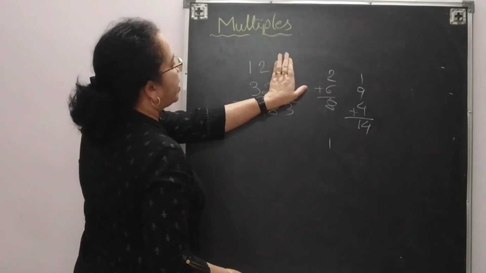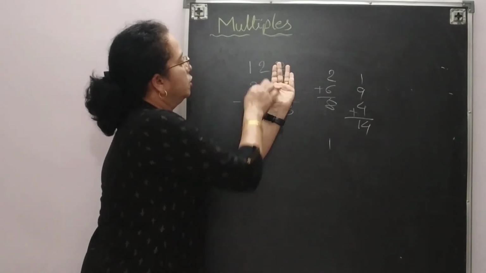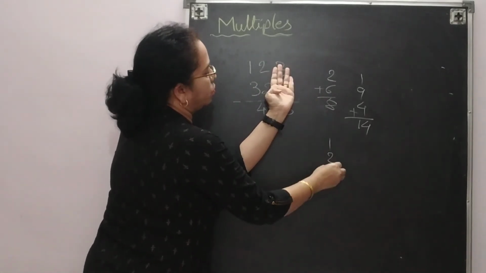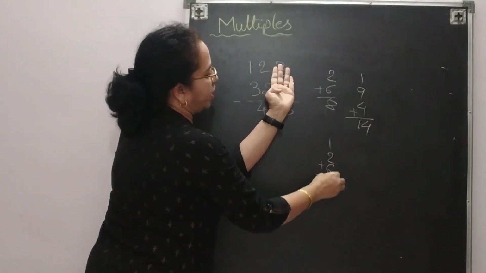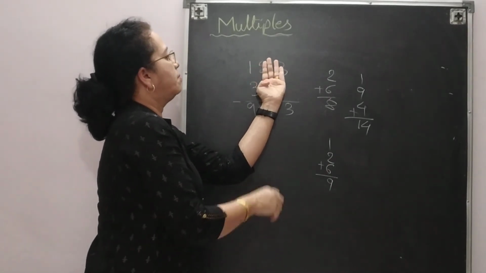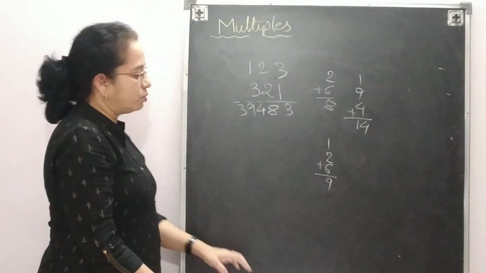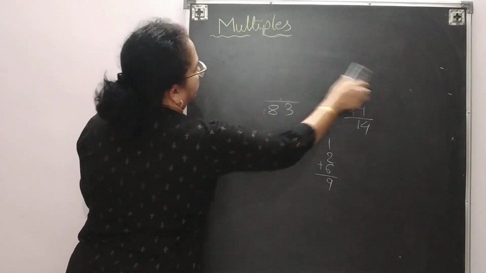And now start hiding from here. Since this is 2-digit number, so multiply this. 2 ones are 2 and 3 twos are 6. So add this, 6 plus 2 is 8, plus 1 is 9. So write down 9 and now hide these two numbers. So 3 ones are 3. So the answer is 39,483.